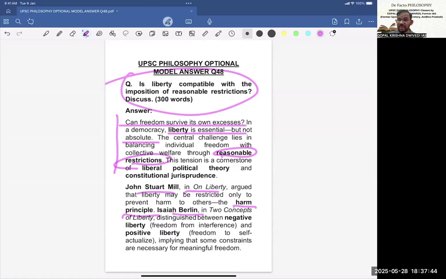Then Berlin, another modern political philosopher, in his book Two Concepts of Liberty, distinguishes between negative and positive liberty. This is a very important concept of Berlin. It can be used in other questions also. He says that some constraints are necessary for meaningful freedom, because positive liberty will come only then. Negative liberty is freedom from interference, but positive liberty is freedom to self-actualize, or in Amartya Sen's terms, the capability principle. That kind of thing will come only when some reasonable, meaningful constraints are imposed. This is Berlin's theory.